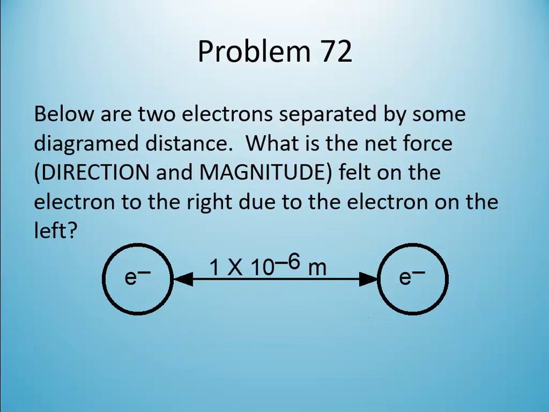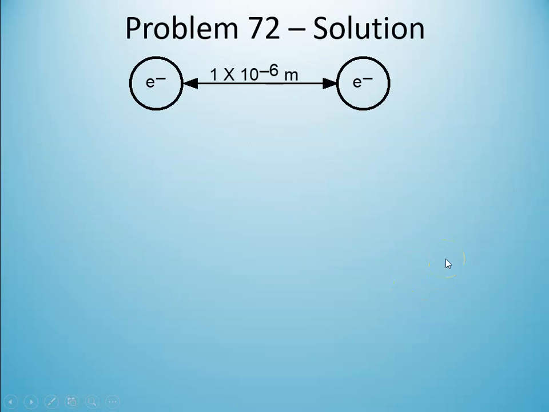We have two electrons separated by 1 micrometer. Question is, what is the net force, in this case really just the force, on the electron on the right due to the electron on the left? So here's our setup. We want to find the force on this particular electron.